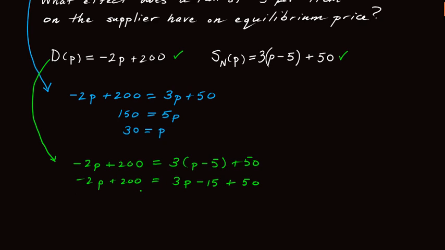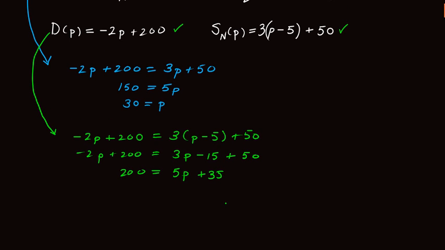And now I add 2P to both sides. I get 5P. And then minus 15 plus 50 is going to be equal to 35. So I get a plus 35 here. And then I subtract 35 from both sides, and I'll get 165 on the right and 5P. So P will be equal to 165 divided by 5.